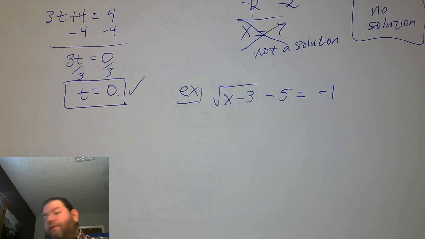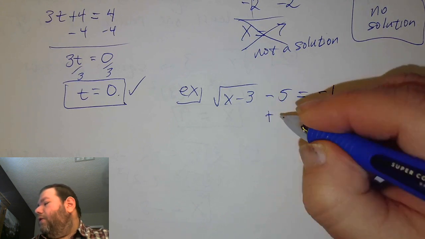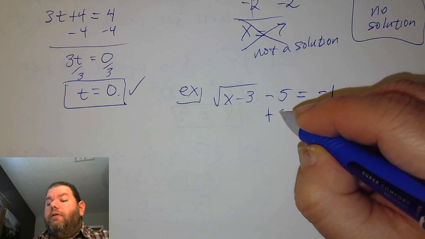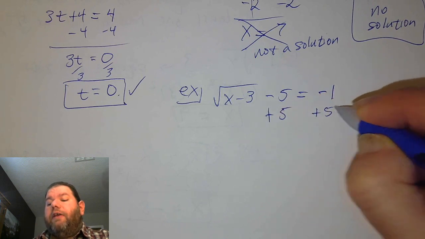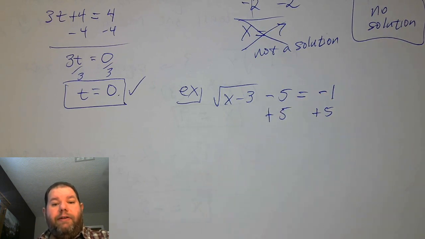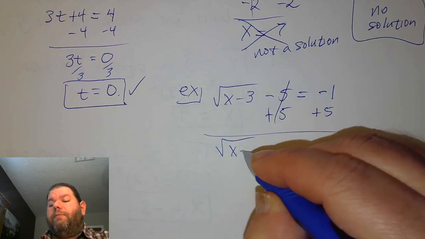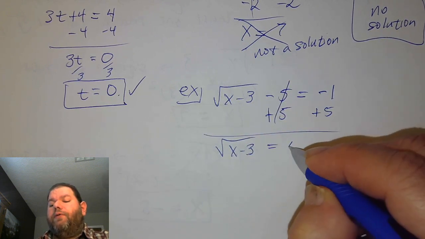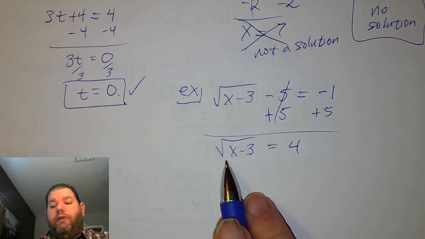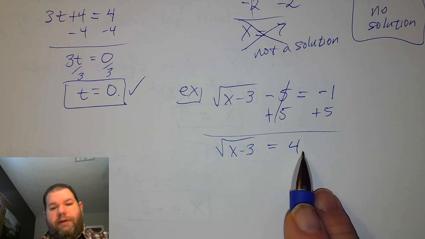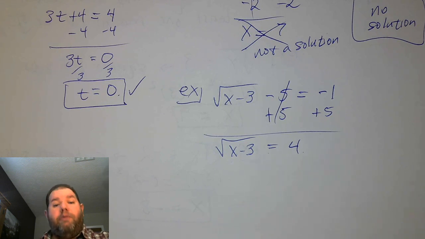Yeah, we'll have to add the 5 on both sides first. And what happens is that we add the 5. That's because we want to get the square root by itself. So we get square root of x minus 3 equals 4. Now our square root is by itself on the left-hand side of the equal sign, and everything else is now on the right-hand side. Now we can go ahead and square.